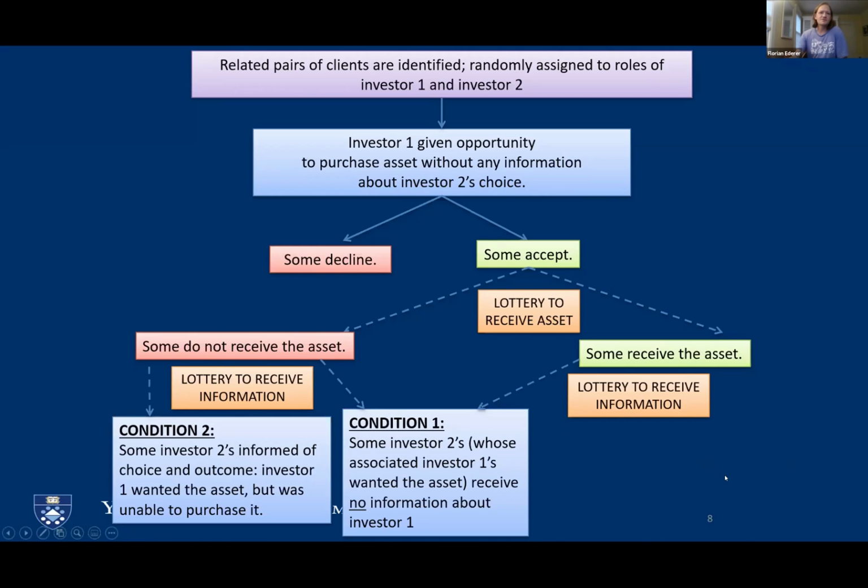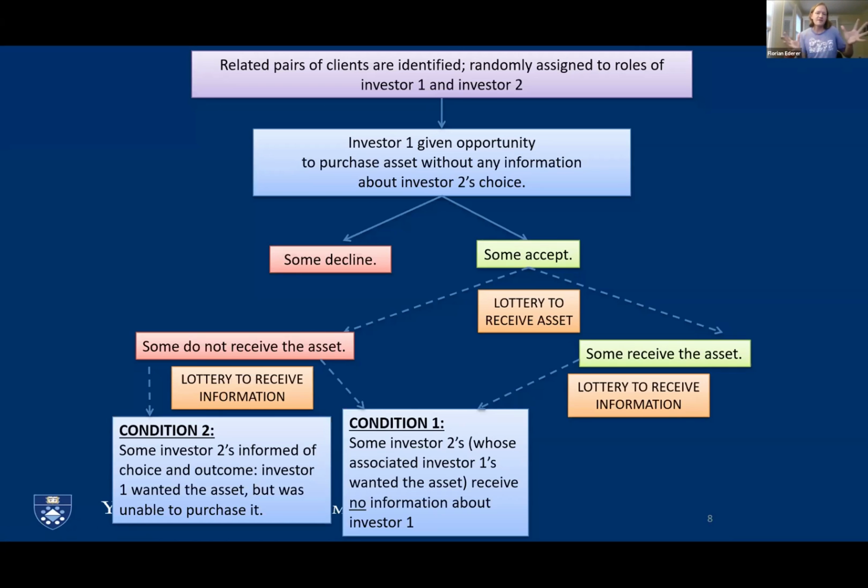Unsurprisingly, what's condition 2? Well, condition 2, they get told the same sales pitch, okay? But then they also get told, oh, and by the way, your friend that referred you to us wanted that asset, but his purchase decision wasn't implemented. So there's a lot of precision that had to go into explaining to the investor 2s, look, the purchase implementation decisions are not correlated in any way. The fact that he didn't get it doesn't mean that you wouldn't get it.